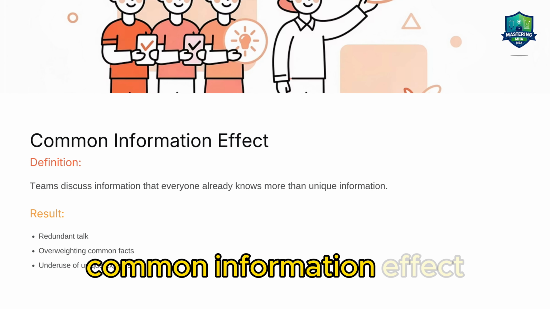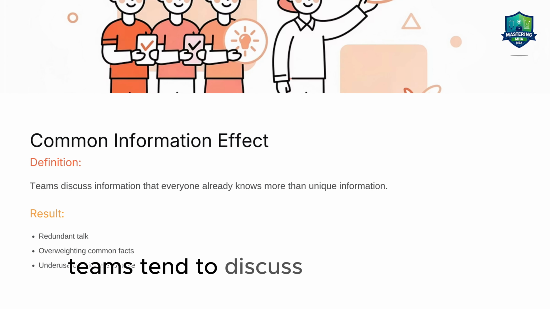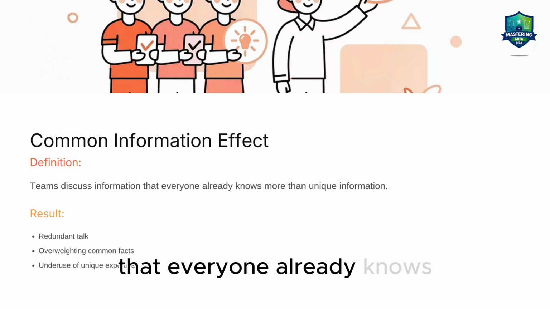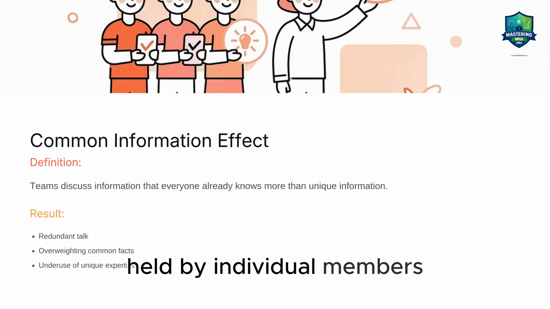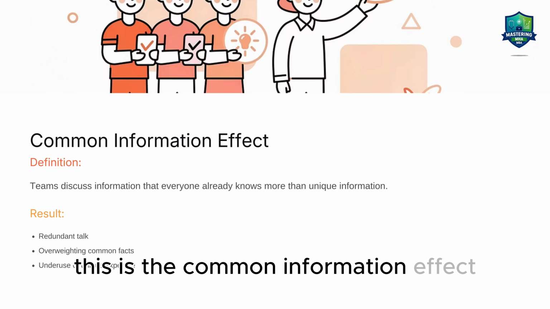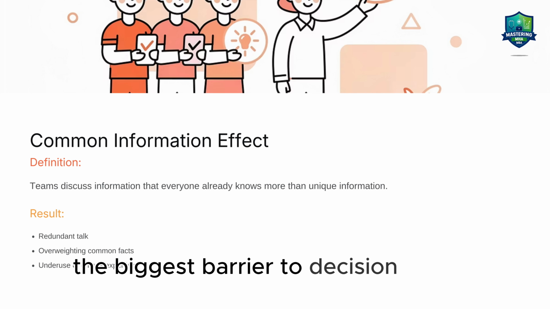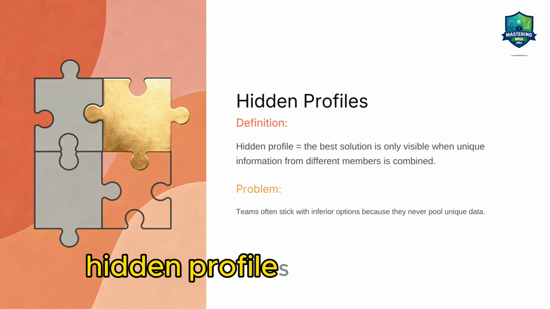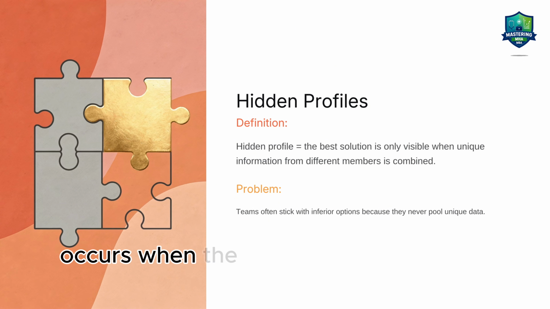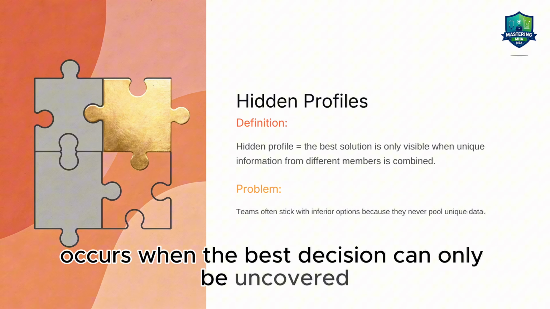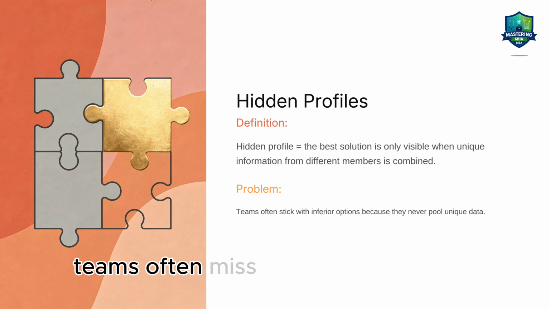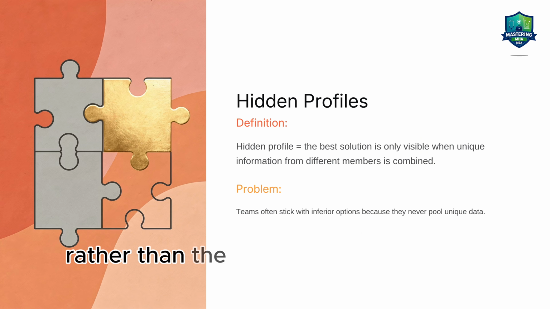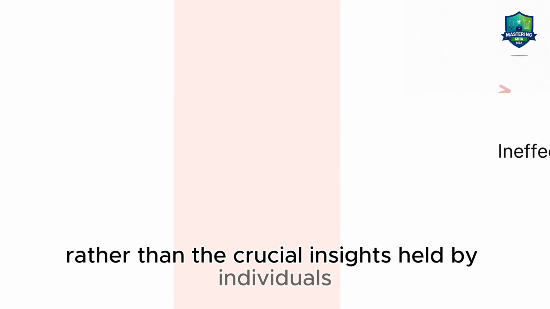Common information effect. Teams tend to discuss information that everyone already knows, while ignoring unique information held by individual members. This is the common information effect, the biggest barrier to decision quality. Hidden profiles. A hidden profile occurs when the best decision can only be uncovered by integrating unique, unshared information. Teams often miss the optimal solution because they focus on shared data rather than the crucial insights held by individuals.